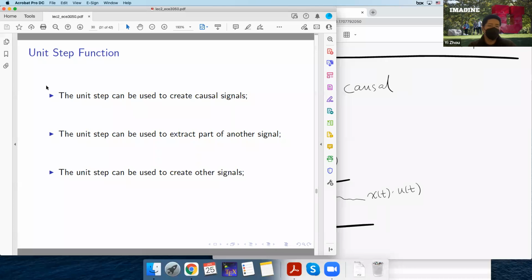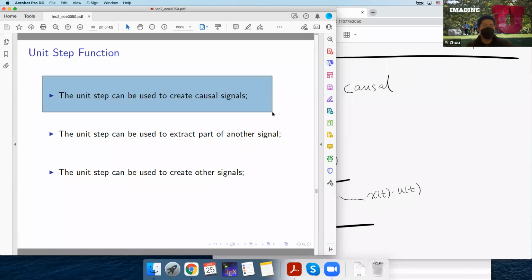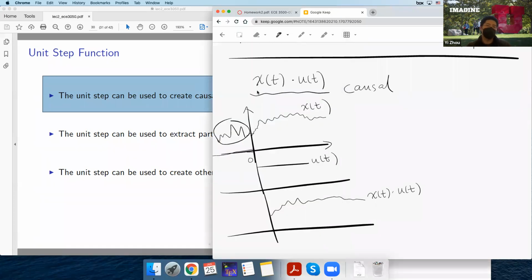Okay, so mathematically we can play this trick, or we can say that given any signal x(t), if we want to consider the causal component of this signal, then we just write down x(t) times u(t). That will automatically give you the causal part of the signal.